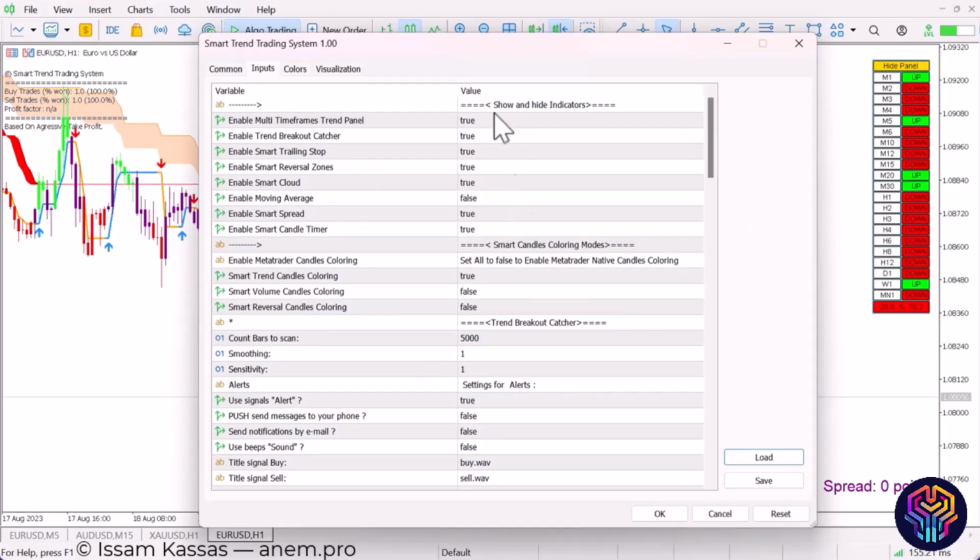Here, starting with the hide and show, you can click here and hide or show. True obviously means show, and false will hide the indicator from the list.